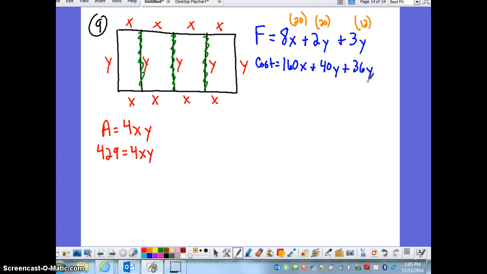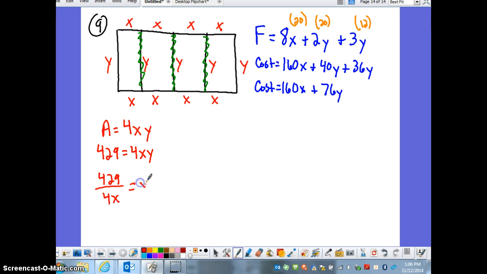All right, and then from here now I'm going to simplify this to be 160x plus 76y. So I want to take that derivative. Before I take that derivative, I really need to replace one of those variables, either x or y. And it really does not matter which one I use. All right, so I'll just choose to solve over here for y. So that's going to be 429 all over 4x is equal to my y. So that's my helper equation.